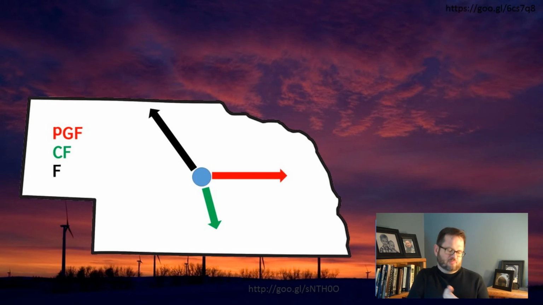All right, I want my 3 forces that I'm working with on this air parcel here. I have an air parcel drawn as a little blue circle on a map of Nebraska, and I labeled 3 forces on that air parcel. There's a red vector that's supposed to be the pressure gradient force, a green vector that's supposed to be the Coriolis force, and a black vector that's supposed to be friction. And I want those 3 to add up to 0.